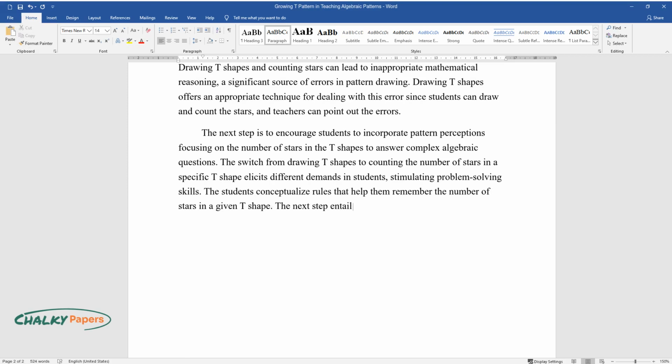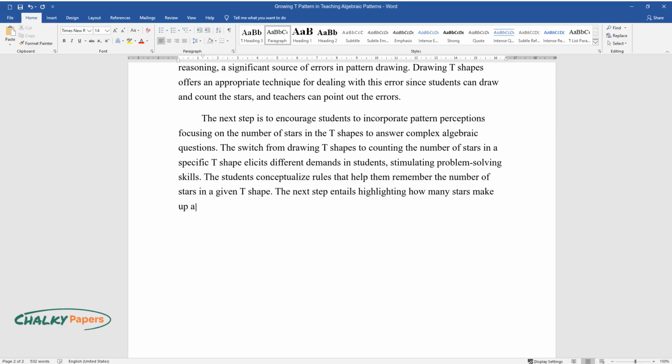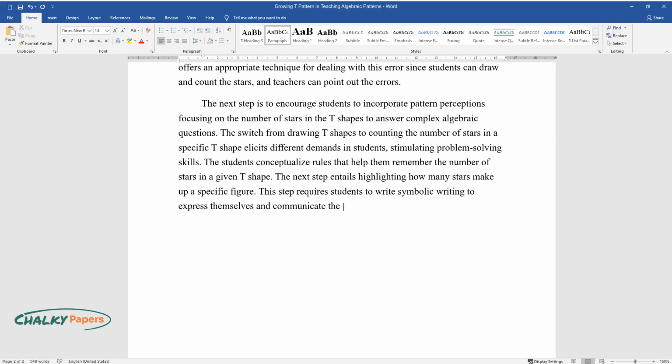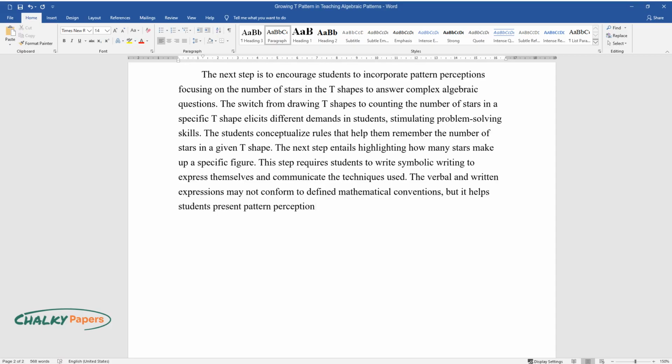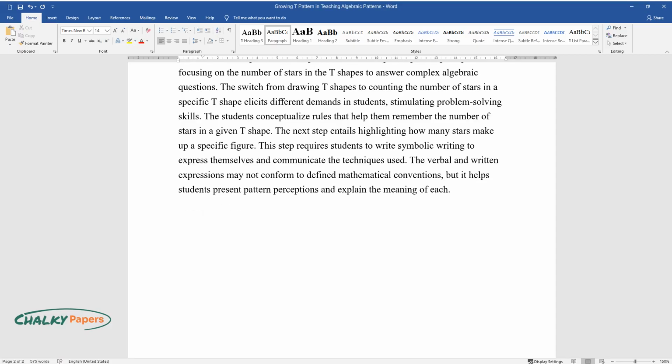The next step entails highlighting how many stars make up a specific figure. This step requires students to write symbolic writing to express themselves and communicate the techniques used. The verbal and written expressions may not conform to defined mathematical conventions, but it helps students present pattern perceptions and explain the meaning of each.